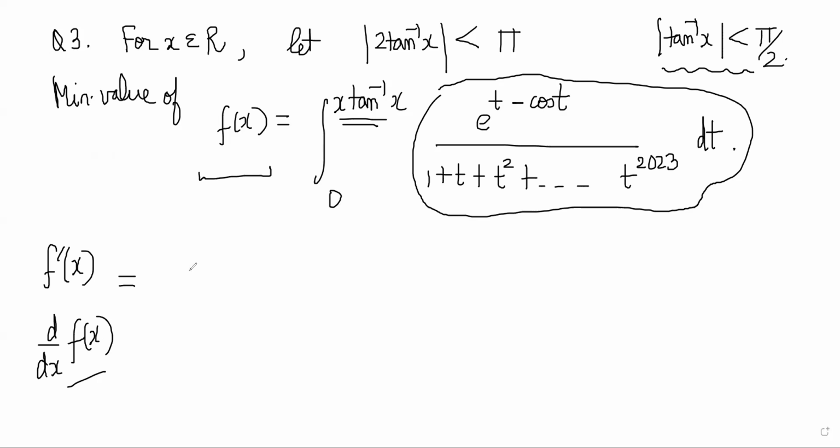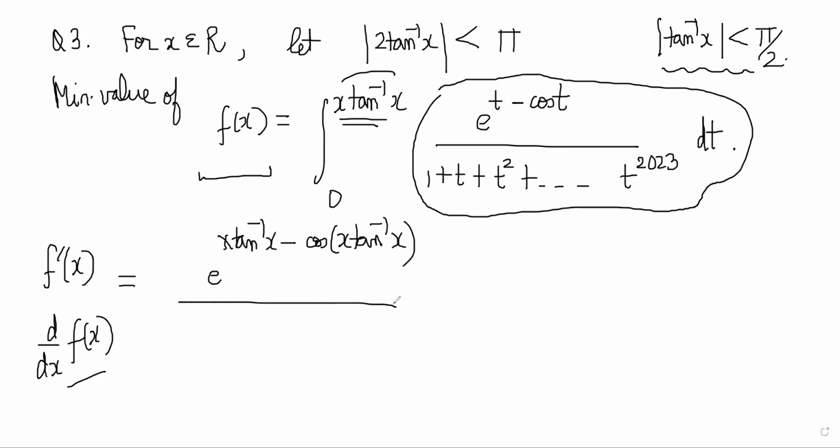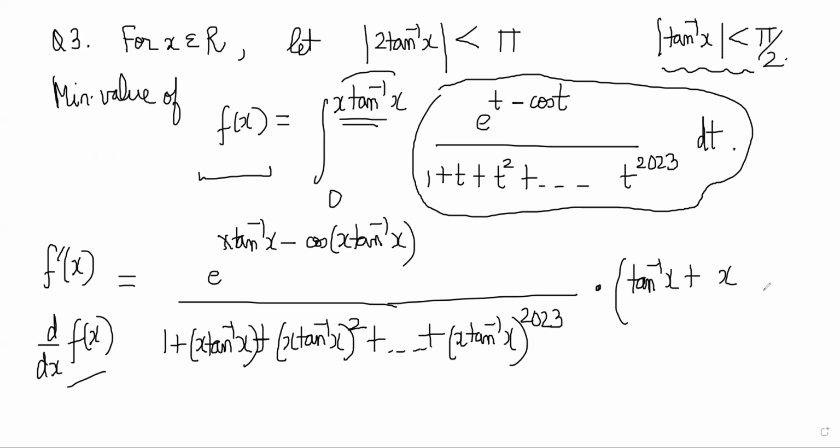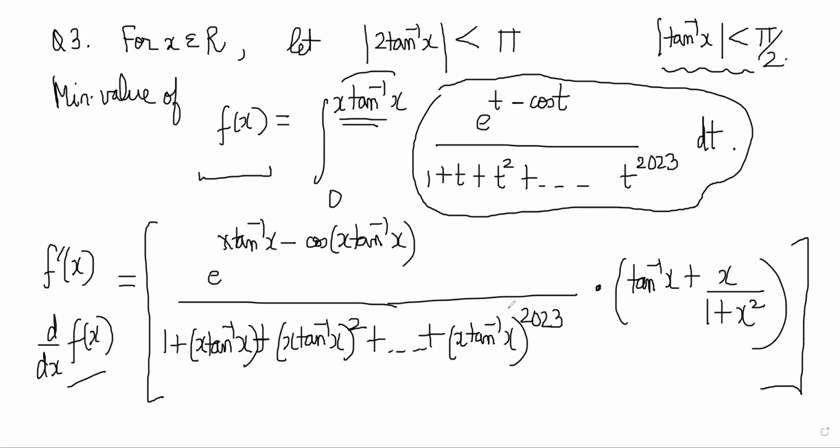So what you will get is, put this thing in place of t everywhere. So you'll get e power (x tan inverse x) minus cos of (x tan inverse x) divided by 1 plus (x tan inverse x) plus (x tan inverse x) whole square till (x tan inverse x) whole to the power 2023, and then you have to multiply by the derivative of x tan inverse x, which is basically equal to tan inverse x plus x by 1 plus x square, right? So this whole expression is my derivative.